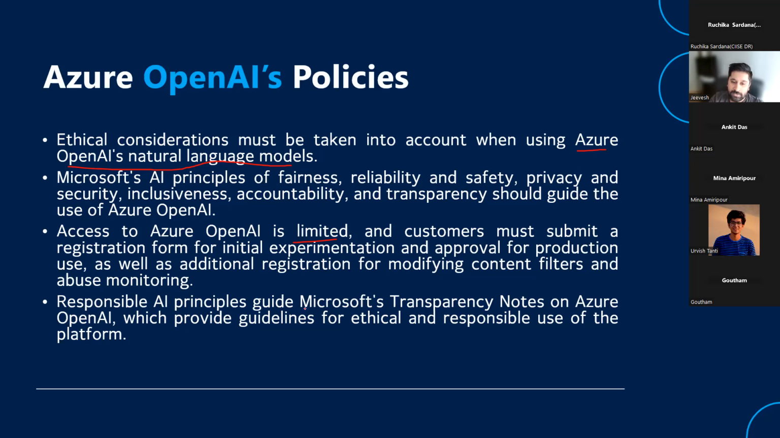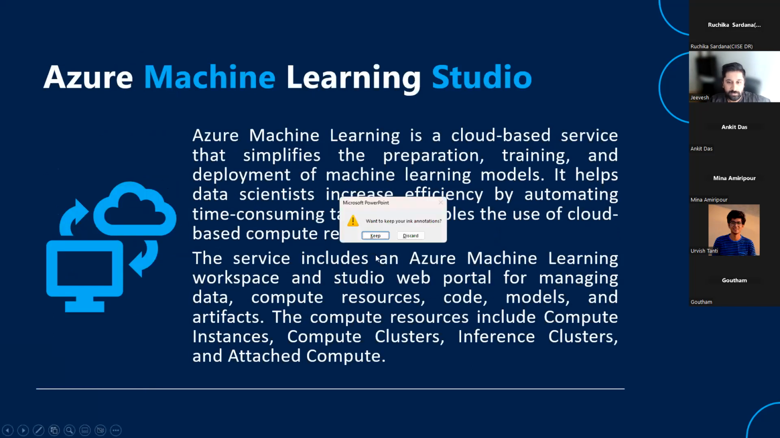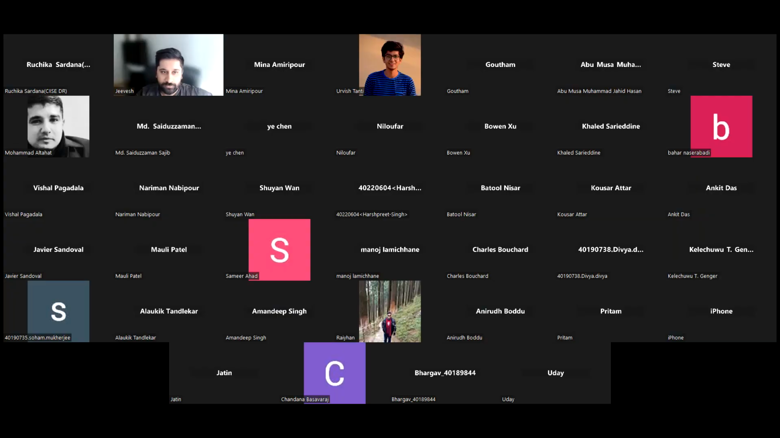Responsible AI principles guide Microsoft's transparency notes on Azure OpenAI, which provide guides for ethical and responsible use of this platform. So whatever rules we talked about in the beginning, you have to consider all of them when you're using this, and then yes, you can go ahead and use them. I think this should make sense for all of us. Let's see where we are in terms of the progress.